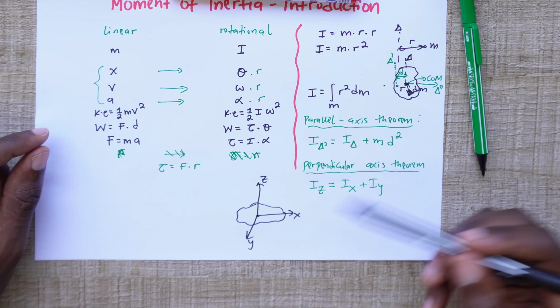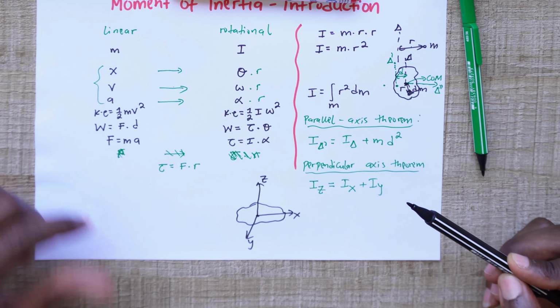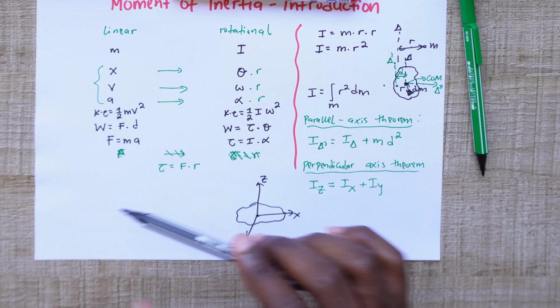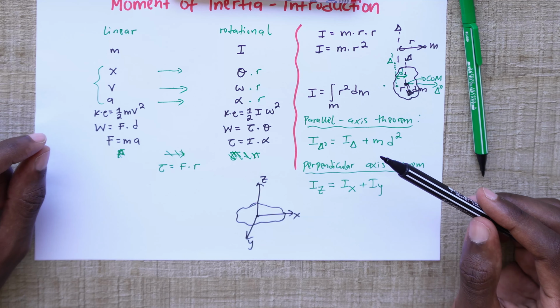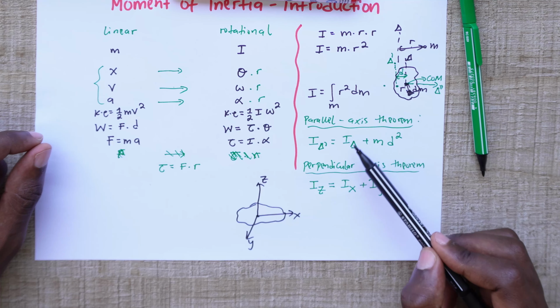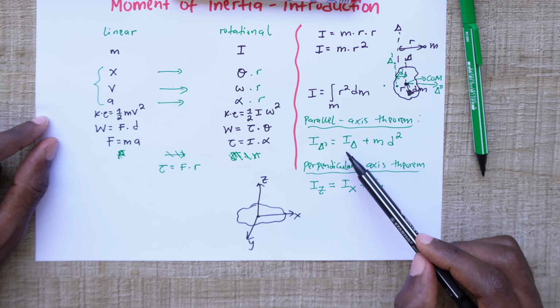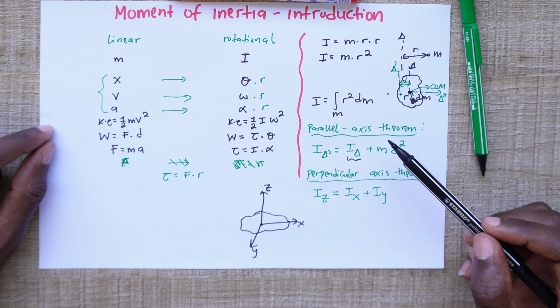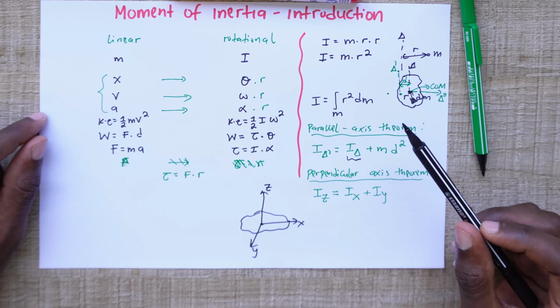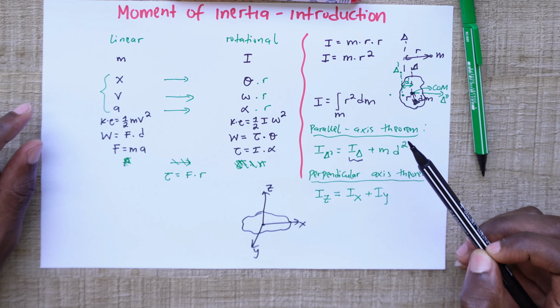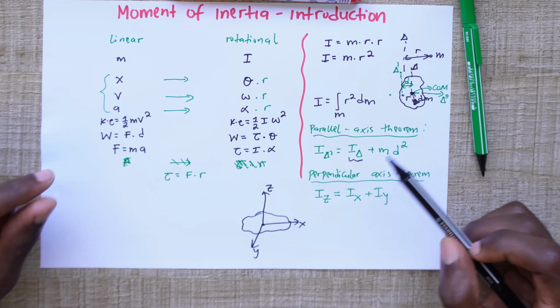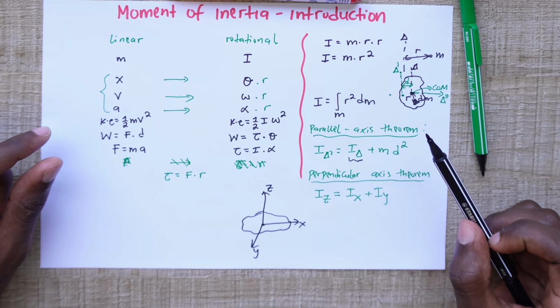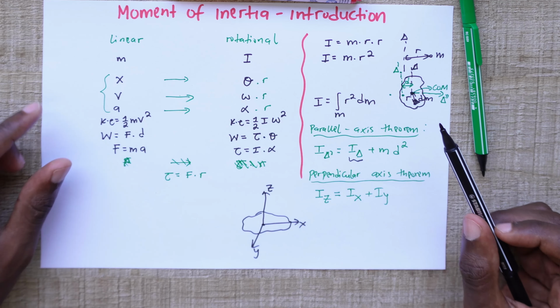So we can make use of these two theorems to calculate the moment of inertia of a body about really any axis, provided we know its moment of inertia about its center of mass. Then the rest is pretty straightforward. So in the next part of the video, we are going to look at how we can calculate the moment of inertia of a rod. Then in the video after, we are going to see that of a ring, of a disc, and so on.